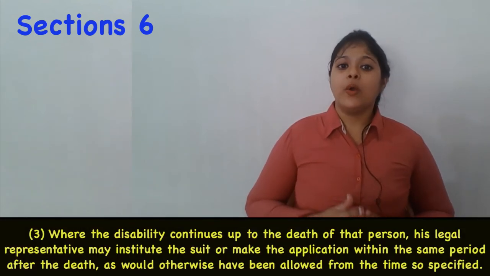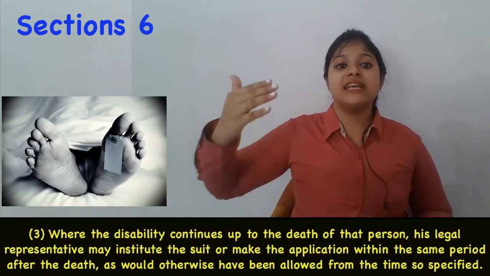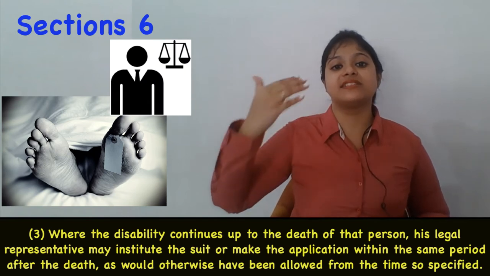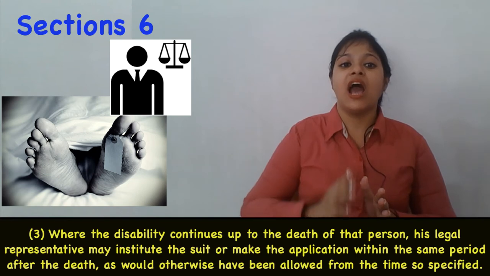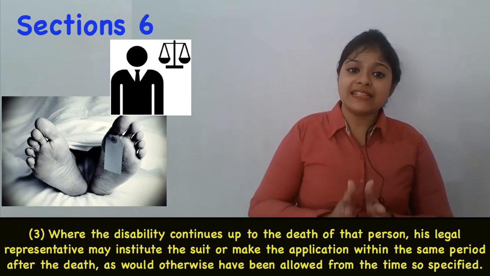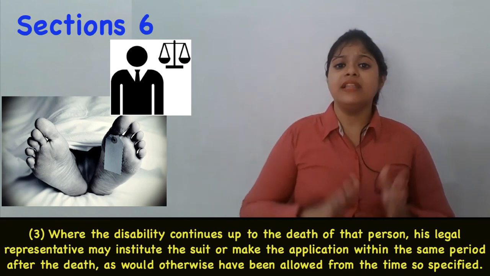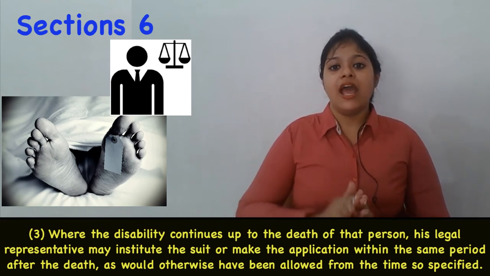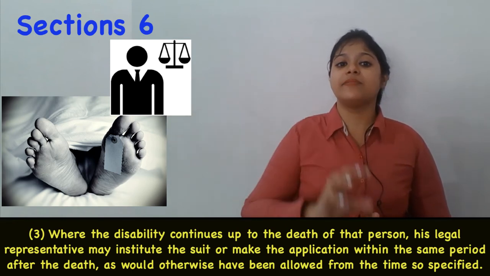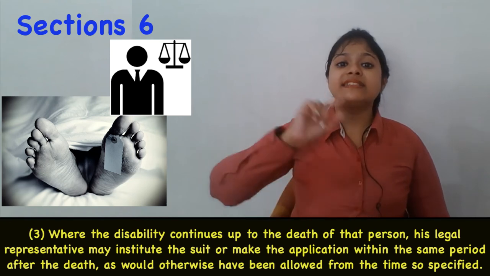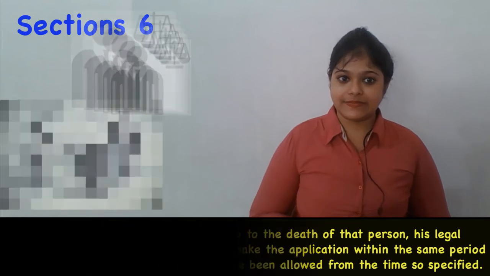Situation 3. Where a legal disability continues up to the death of the person, his legal representative can institute a suit or make the application within the same period after the death as mentioned in the schedule. Taking the same example, if a lunatic minor person remains a lunatic till his death, his legal representative, if any, can institute a suit in his absence to restore his rights.